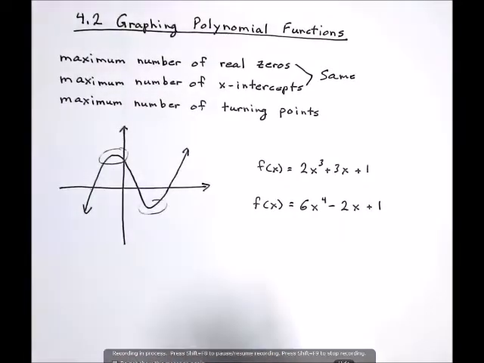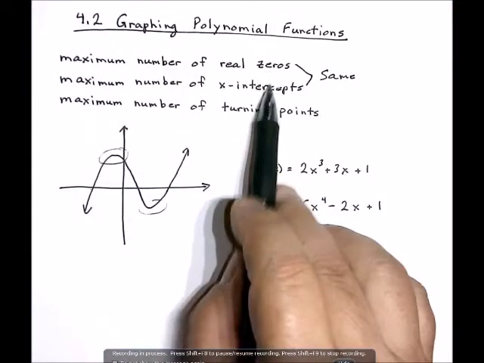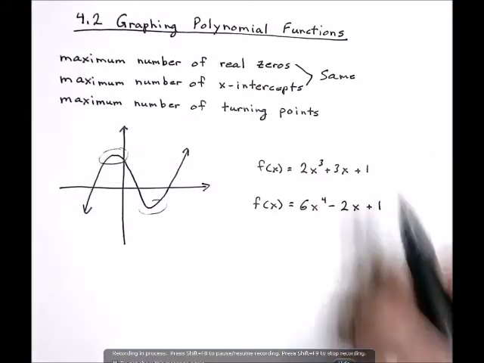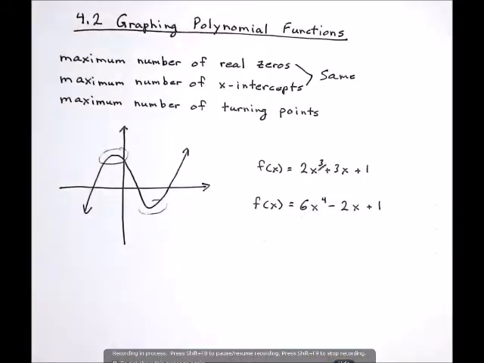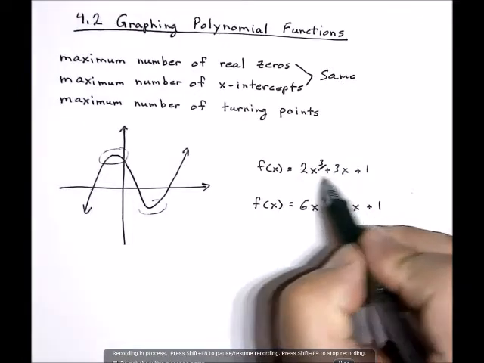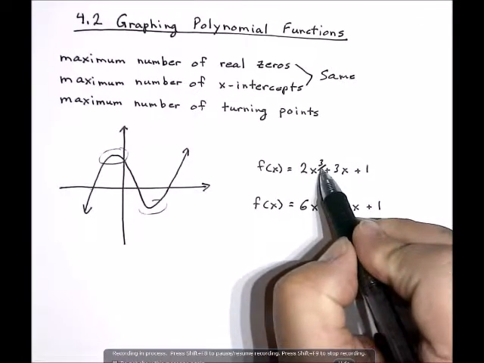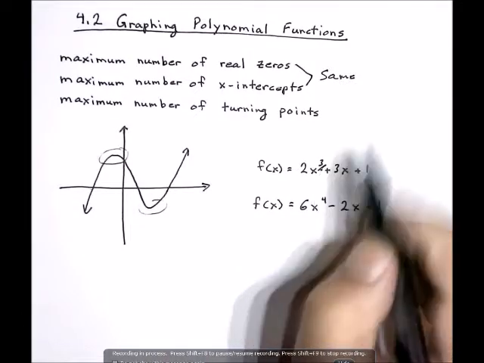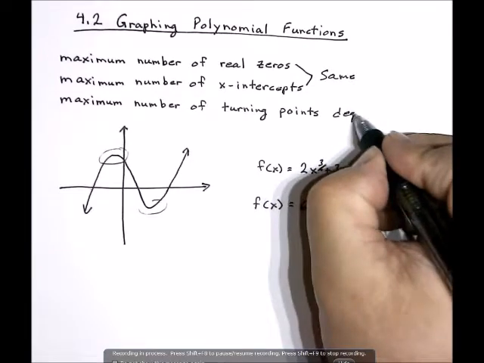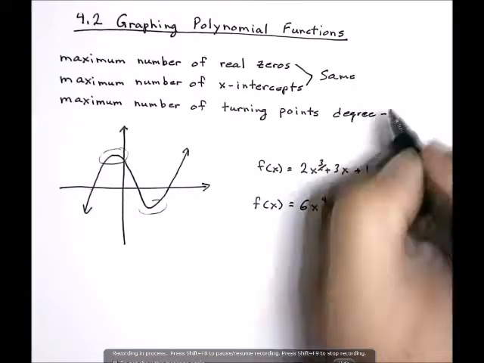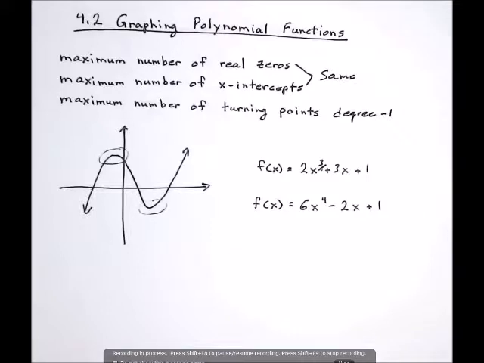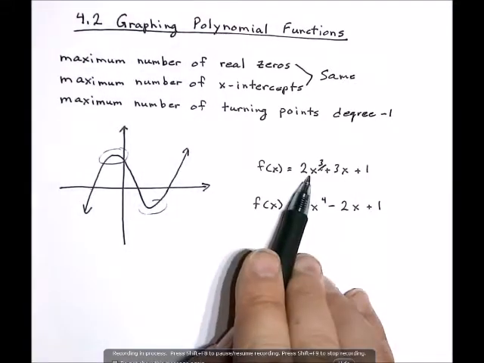And the rule is the maximum number of real zeros or x-intercepts is the same as the highest degree of the polynomial. For instance, this polynomial has a maximum number of 3 real zeros or 3 x-intercepts. Maximum number of turning points is equal to degree minus 1. So this polynomial has a maximum number of 2 turning points.